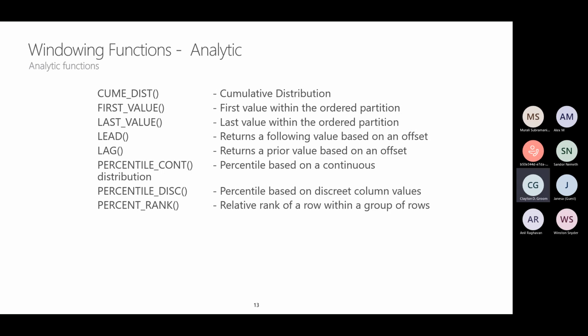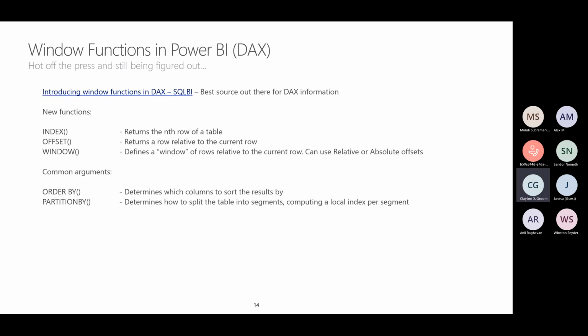And then the other window functions, more analytic: cumulative distribution, first and last value, which are handy if you're doing non-additive measures like a beginning balance, ending balance. Lead and lag, that returns a following value based on an offset. And there's an equivalent in the DAX, they actually call it offset, and then a plus or minus value instead of having different terms, lead and lag. Percentile continuous distribution or percentile based on discrete column values, and percent rank. So those are all the things you can do.